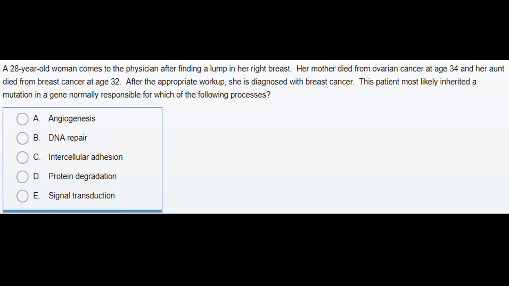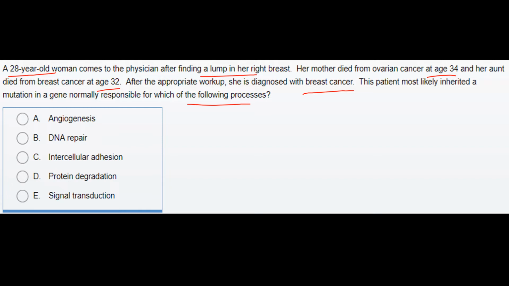In this question, a 28-year-old woman comes to the physician after finding a lump in her right breast. Her mother died from ovarian cancer at age 34 and her aunt died from breast cancer at age 32. After the appropriate workup, she is diagnosed with breast cancer. This patient most likely inherited a mutation in a gene normally responsible for which of the following processes?